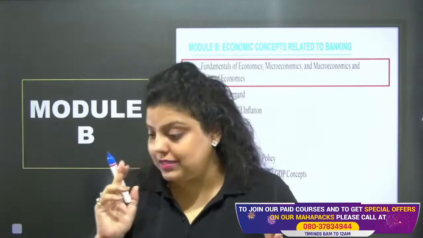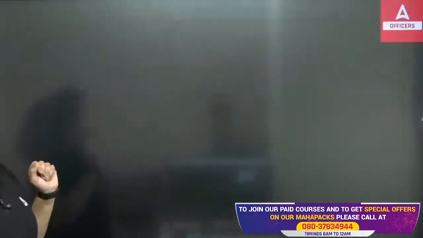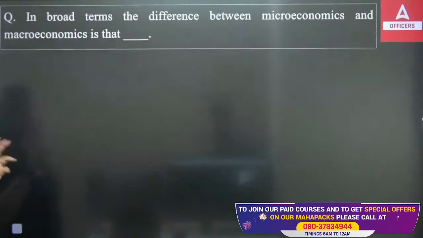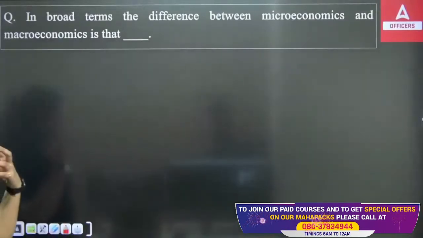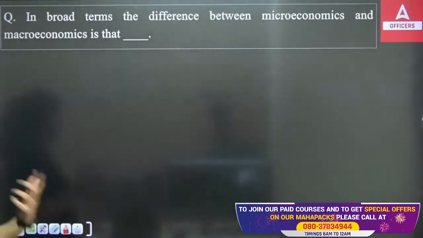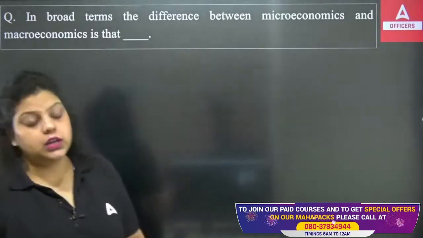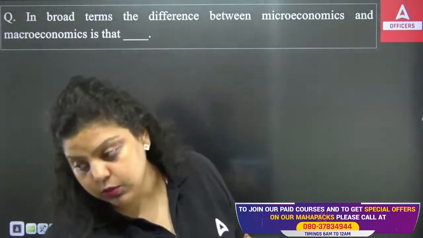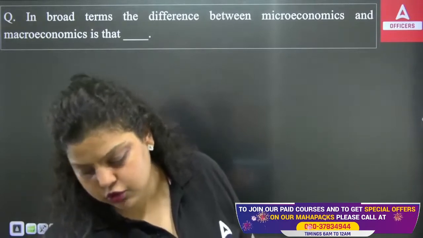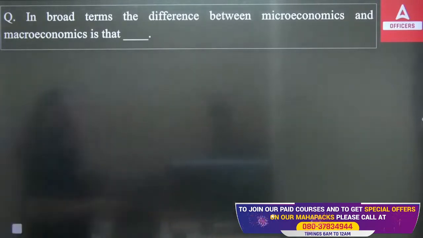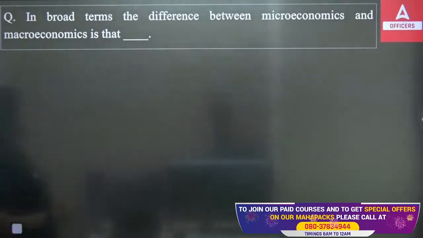So let's start the discussion of the MCQ with the explanation. Okay, now you have to answer. I have explained so many things in the last 7 to 8 minutes, so I want each and every one to participate in the session and answer the questions, because that's a very simple unit. Okay, let's start. First is saying, in broad terms, the difference between microeconomics and macroeconomics is that.